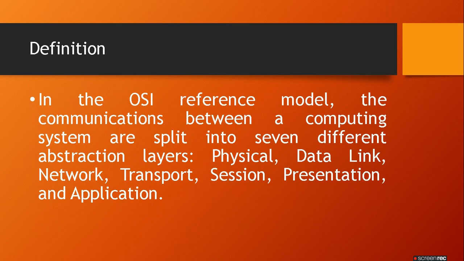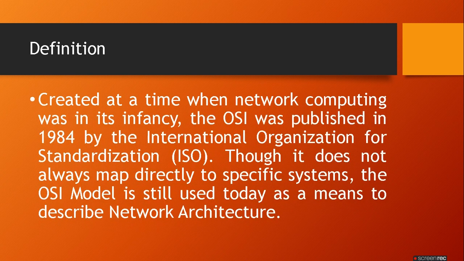In the OSI reference model, the communications of a computing system are split into 7 different abstraction layers. The names of the layers are physical, data link, network, transport, session, presentation, and lastly, application layer. The OSI reference model was created at a time when network computing was in its infancy. The OSI was published in 1984 by the International Organization for Standardization, though it does not always map directly to specific systems. The OSI model is still used today as a means to describe network architecture.